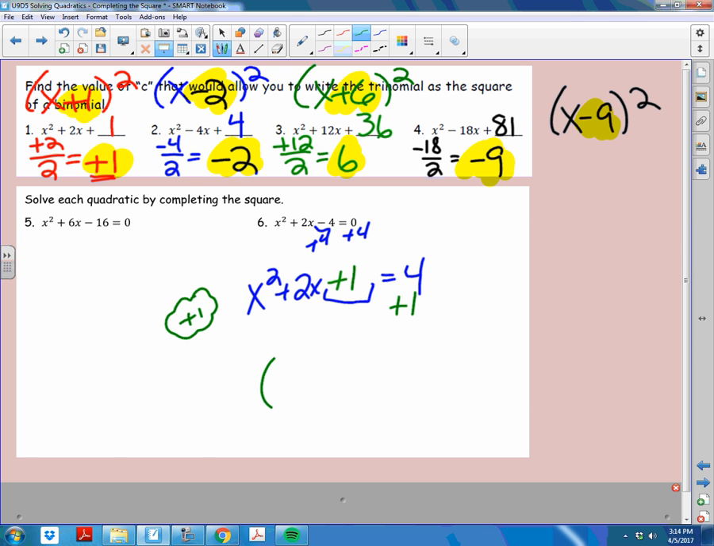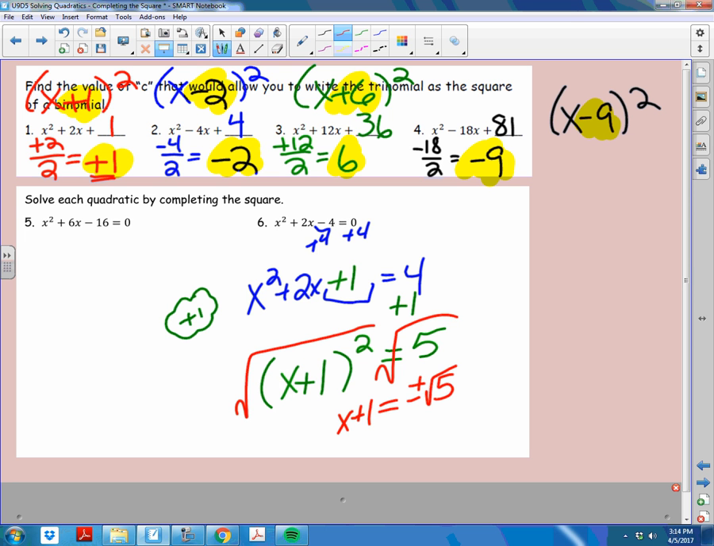If we did it correctly, we created a binomial squared in the first one. X plus 1 squared. And what's on the right side? 5. Now we have a square root. So now we do the square root. The square root of x plus 1 squared is x plus 1. What is the square root of 5? Positive or negative square root of 5. You cannot break it down, remember? You cannot break down the square root of 5, so you just put a plus and a minus in front of it because you have to account for both the positive and the negative.